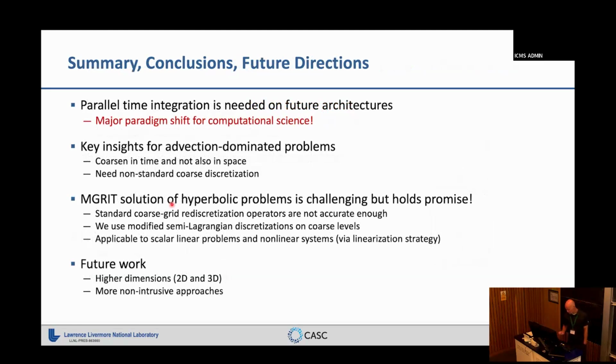That was perfect timing. These are just conclusions. I don't know, it's just repeating what I said. I don't really like conclusion slides too much.